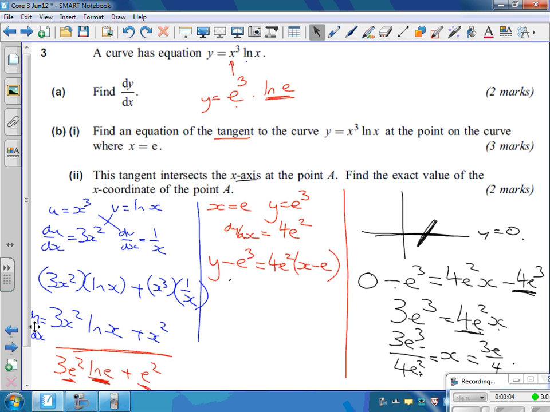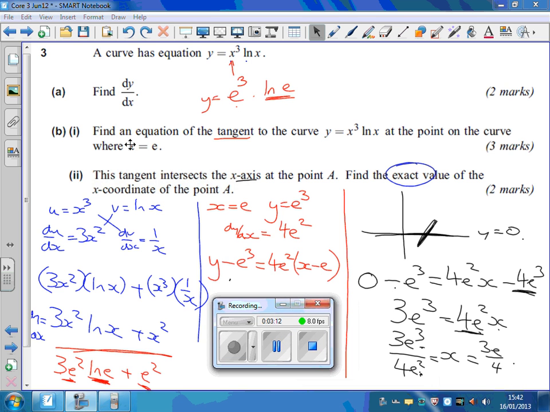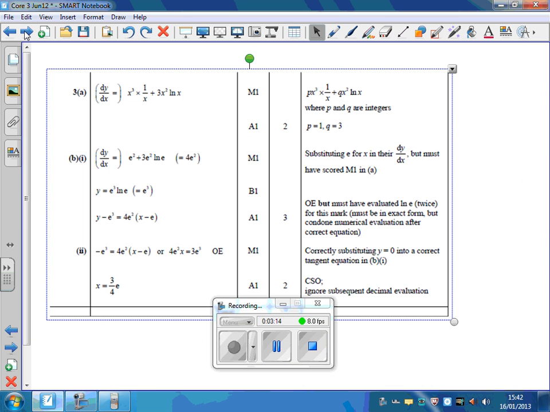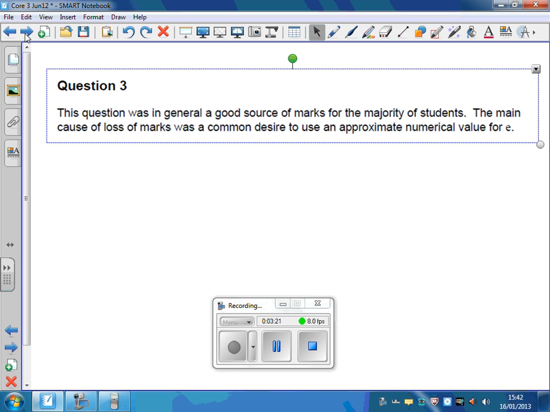What sort of accuracy do we want to leave? Well, they want it exact, so we just leave it there. We don't want a numerical answer, and we just leave it as 3/4 of e. Mark scheme, pretty straightforward. And examiner's report, very, very short.